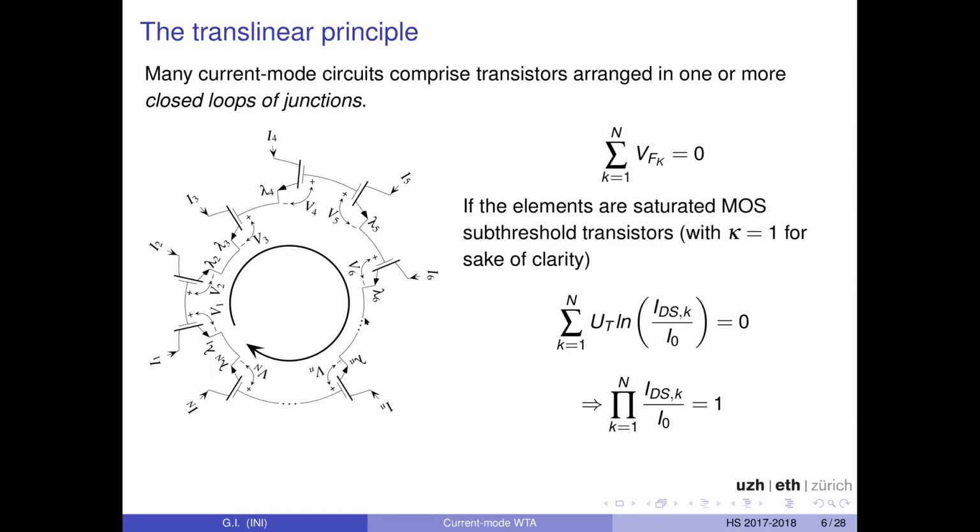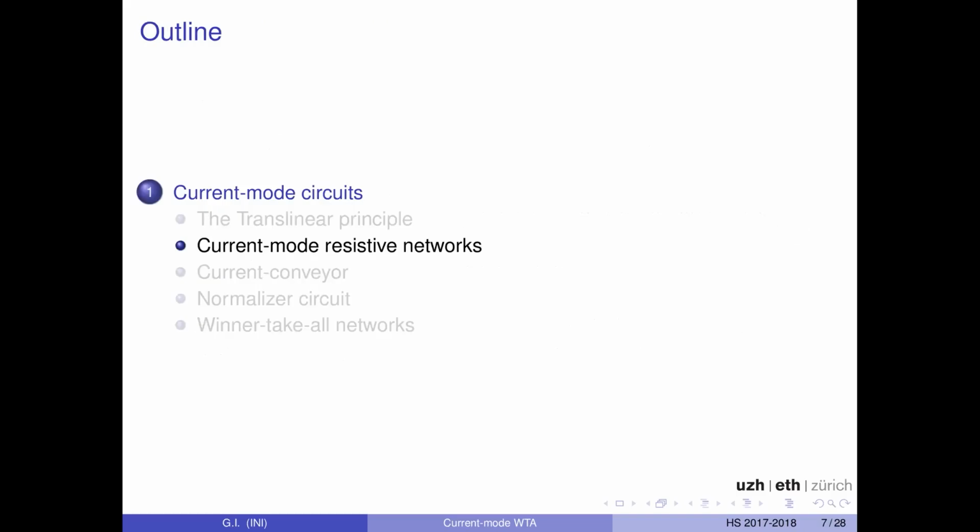But before looking at circuits, there is another building block that I would like to introduce, which is the one of current diffusers, which are used to implement models of resistive networks. And so why are we bothering with resistive networks?